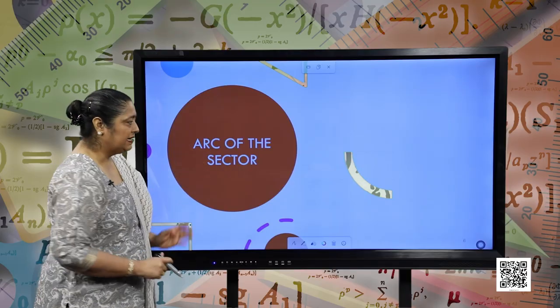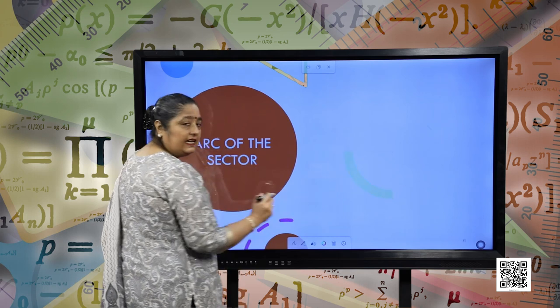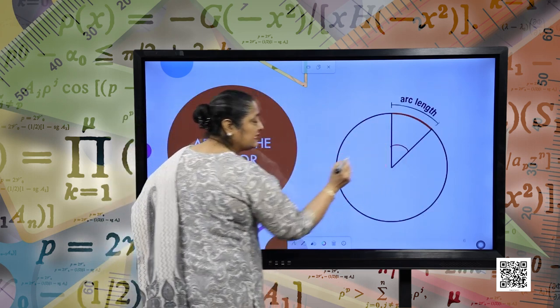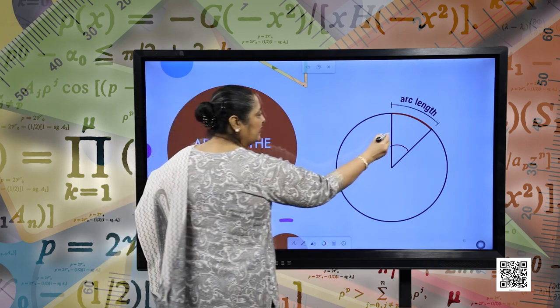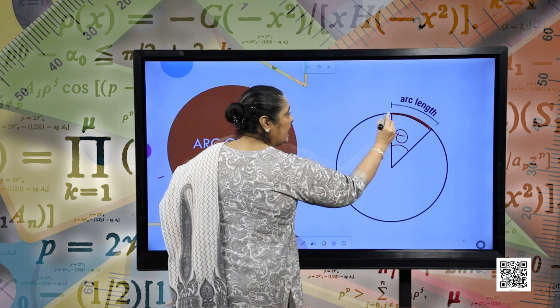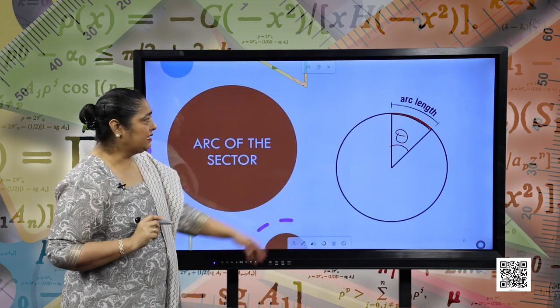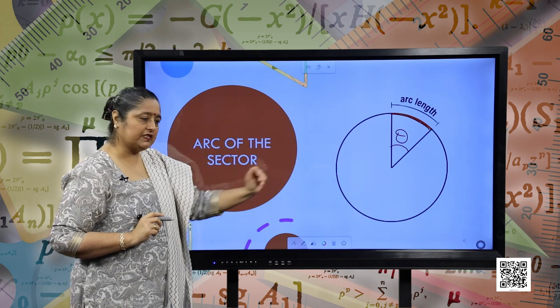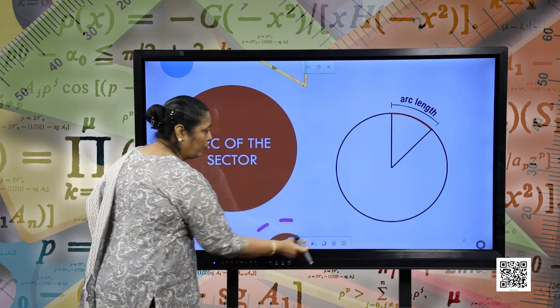Arc of the sector. This is the arc. Let us see in a circle. If we find a circle and this as the sector of the circle with angle theta, then the portion of the circle which is in the sector is called the arc length of the sector of the circle. So, let us move forward.